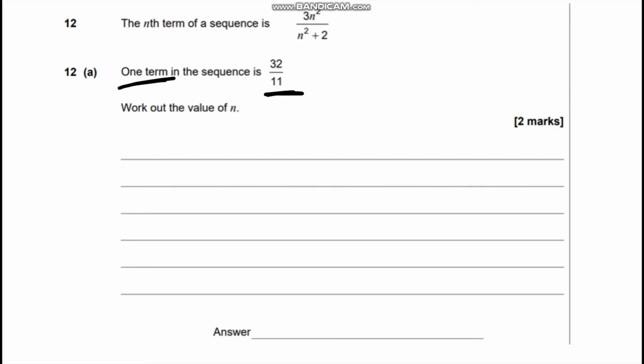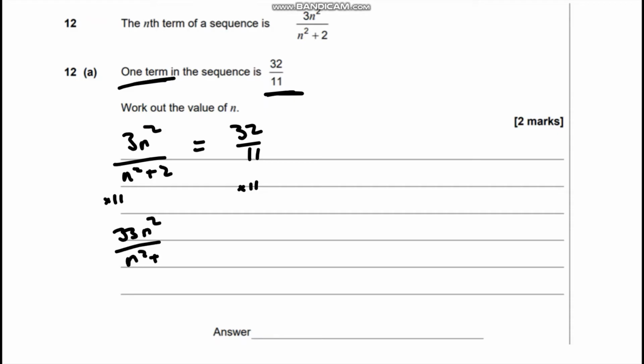So we want to work out when 3n squared over n squared plus 2 equals 32 over 11. So we're going to have to rearrange and solve this equation. Now I'm going to start by multiplying both sides by 11. So we're going to end up with 33n squared over n squared plus 2 equaling 32. And then I'm going to multiply both sides by n squared plus 2.